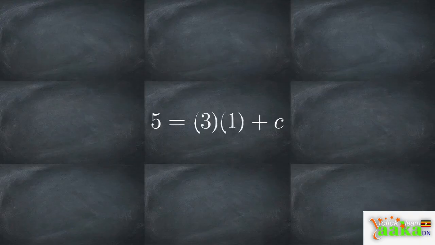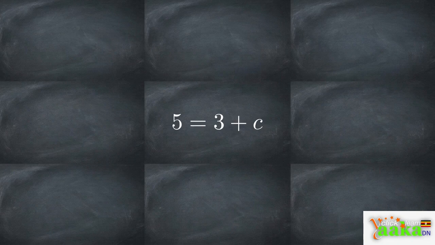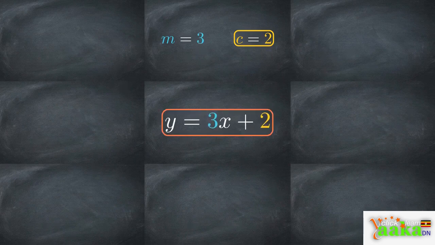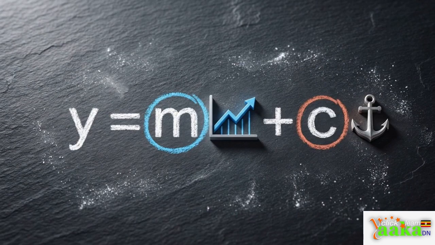Multiplying 3 and 1 gives us 3. To isolate c, we subtract 3 from both sides, leaving us with 5 minus 3. Our y-intercept is 2. Finally, we replace m and c in our original formula to write the specific rule for this line, y equals 3x plus 2. Discovering the entire equation of a line always follows this sequence. You combine the known rate of change with a single precise anchor point.